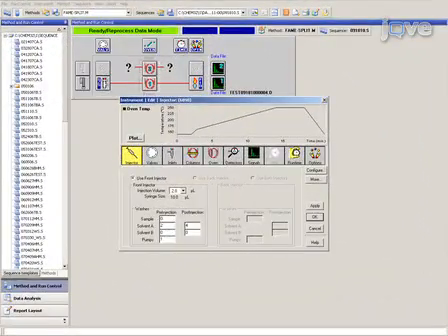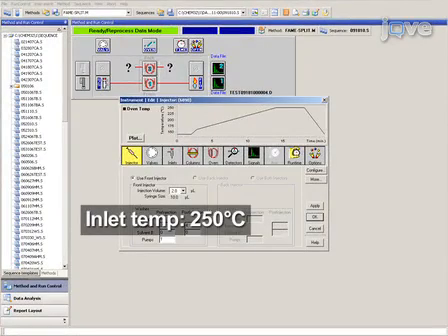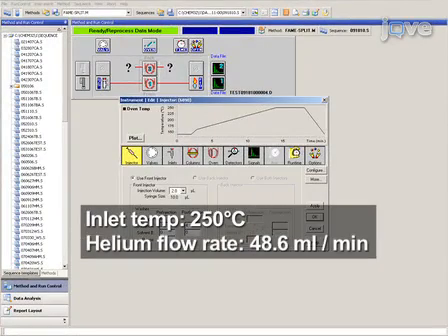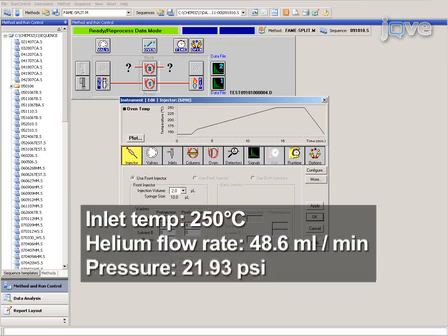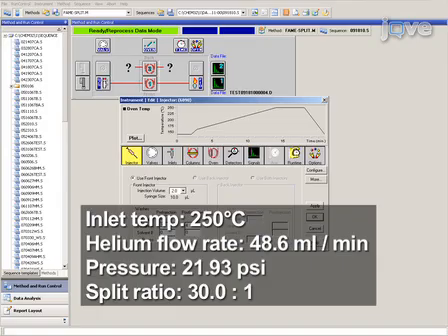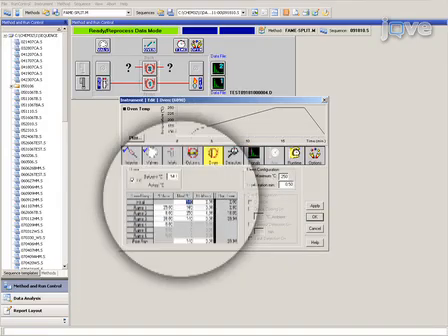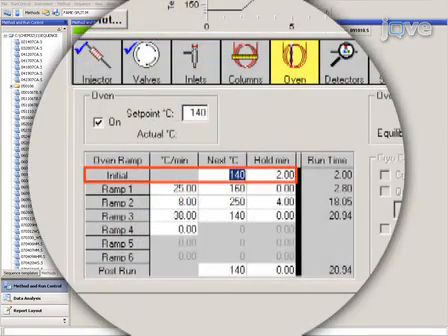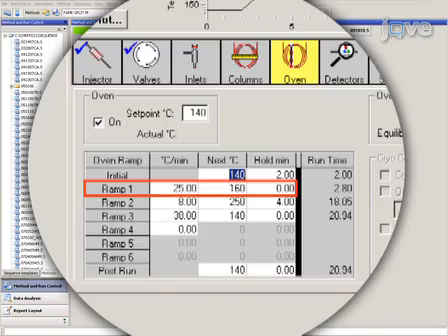Set the inlet temperature at 250 degrees Celsius with a helium flow rate at 48.6 milliliters per minute and a pressure of 21.93 psi. The split ratio is 30:1. The oven temperature is set initially at 140 degrees Celsius for 2 minutes and raised to 160 degrees Celsius at a rate of 25 degrees Celsius per minute.